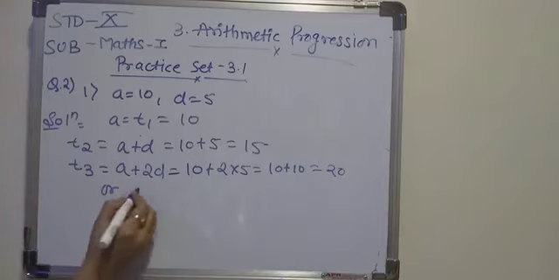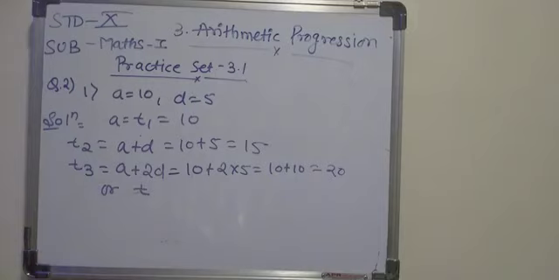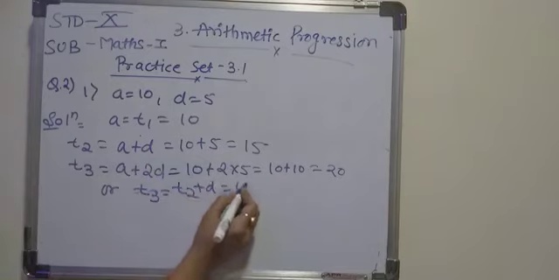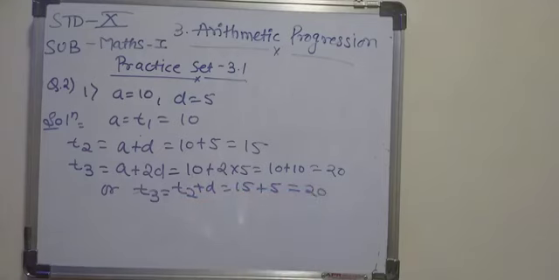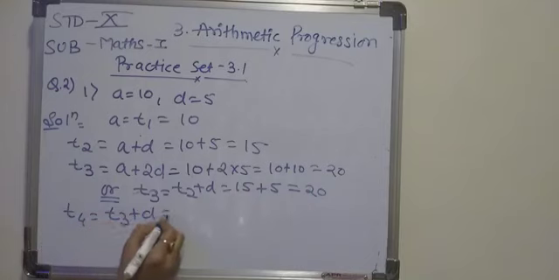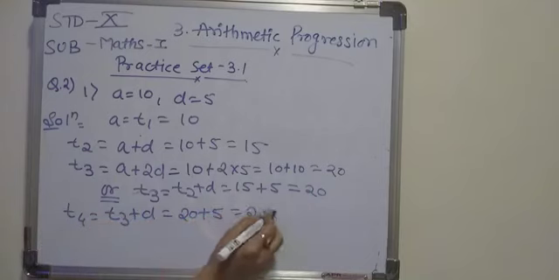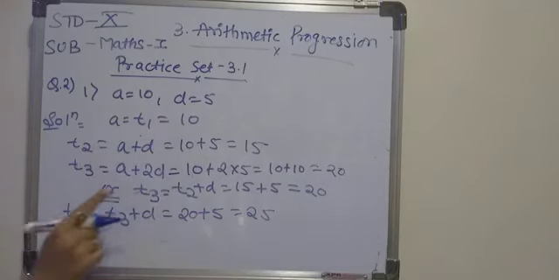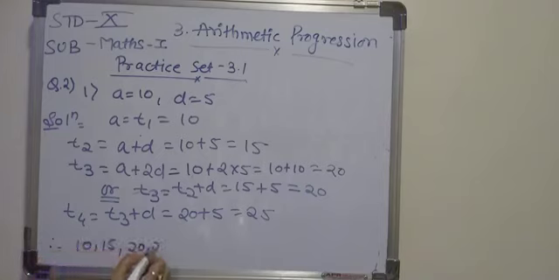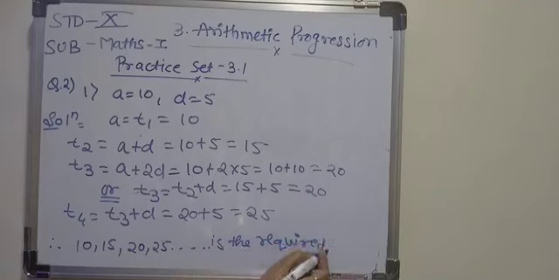Or you can do it like this also. T3 is the addition of the common difference and the previous term. The previous term of T3 is 15. So you can write T3 is equal to T2 plus D, which is 15 plus 5, equal to 20. Both are the same. Next, T4 is T3 plus D, which is 20 plus 5, equal to 25, or you can write A plus 3D. So your first term is 10, second term is 15, third term is 20, fourth term is 25, and so on. The required AP is 10, 15, 20, 25, and so on.